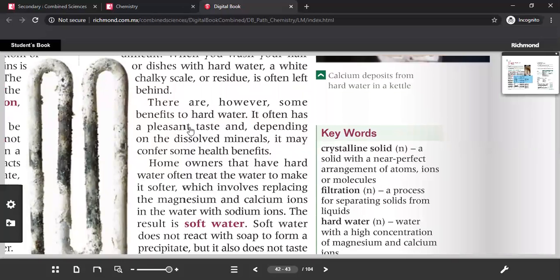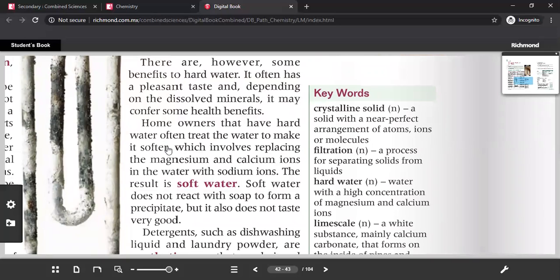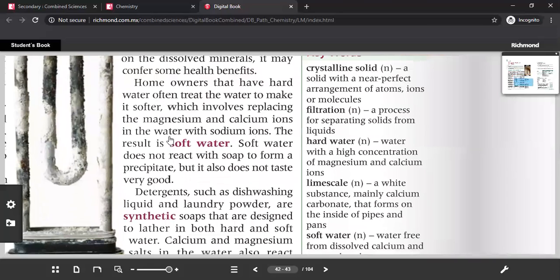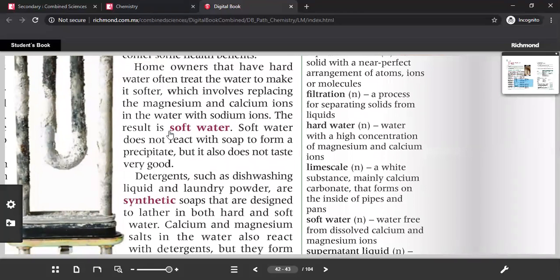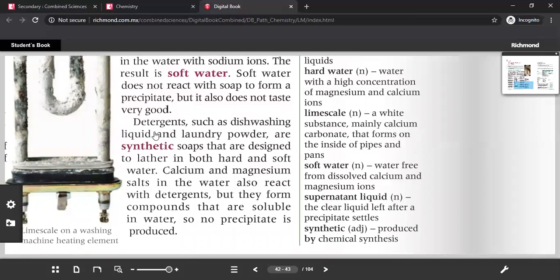There are, however, some benefits to hard water. It often has a pleasant taste, and depending on the dissolved minerals, it may confer some health benefits. So hard water is healthy in one word. So homeowners that have hard water often treat the water to make it softer, which involves replacing the magnesium and calcium ions in the water with sodium ions. The result is obviously soft water. Soft water does not react with soap to form a precipitate, but it also does not taste very good.